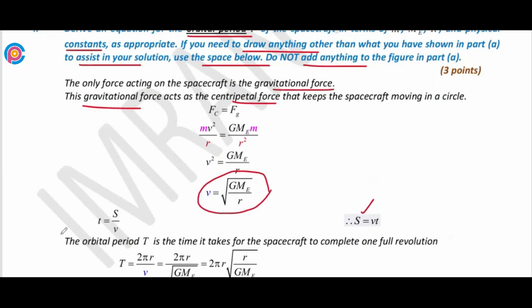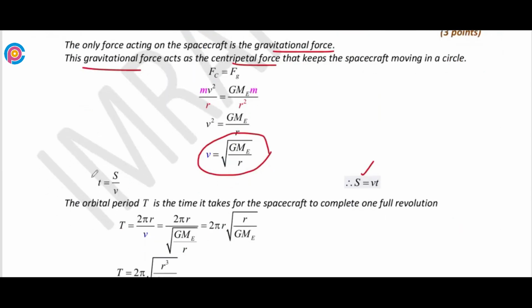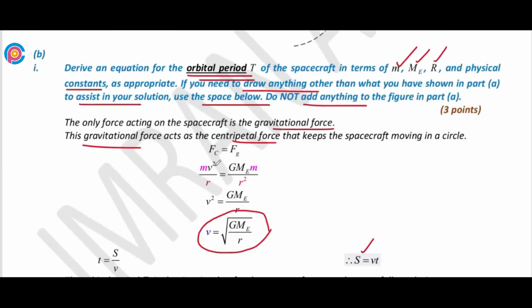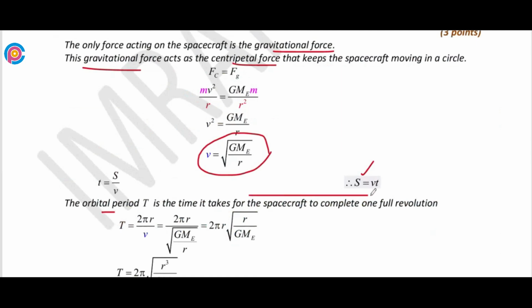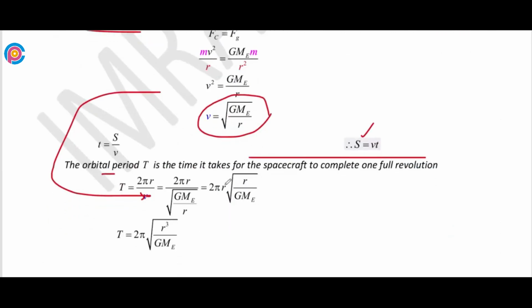Now s is equal to vt, so t is equal to s over v. That question is about the period. The period is the time taken for the spacecraft to complete one revolution. So s is equal to 2 pi r over v. We can place here the value of v from above, so the square root of G Me over r. Now r can be moved up. 2 pi r can be combined into 2 pi times the square root of r cubed over G Me. This is the time period of the spacecraft for one revolution.